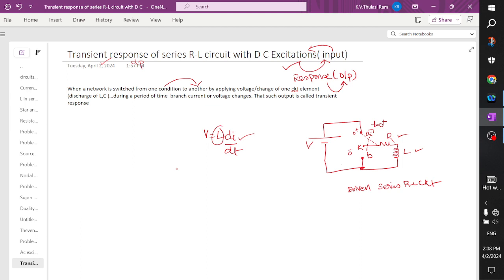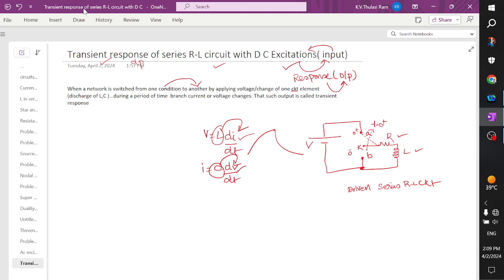There is a lot to discuss, but my focus today is only on the series RL circuit. If required, we will discuss why an inductor doesn't allow sudden change in current, and why a capacitor behaves similarly. For a capacitor, current I is equal to C dV by dt, so a capacitor doesn't allow sudden change in voltage. If an inductor is charged with some current and the voltage suddenly becomes zero, it will try to discharge and maintain that same current. This is why we say the inductor doesn't allow sudden change in current, and the capacitor doesn't allow sudden change in voltage. We'll discuss this later.